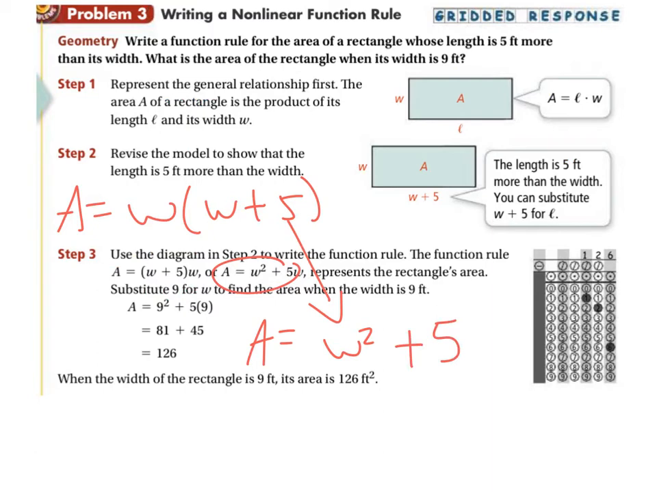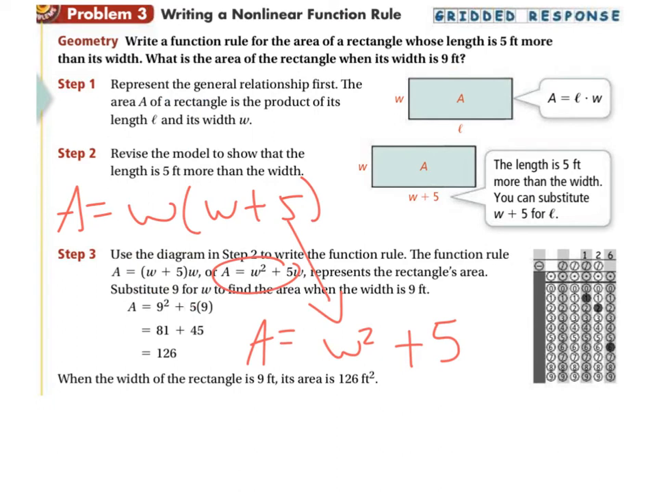Now here you notice we come into that whole squared thing. And we said if something's squared, cubed, whatever, that it's definitely nonlinear. Okay? So this is, again, that nonlinear function idea. And it asks us, when the width is 9, what's the area? So we plug that 9 in, right? So right here for W squared, 9 squared is 81.